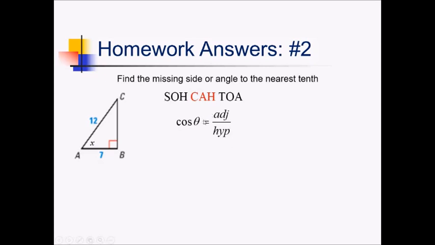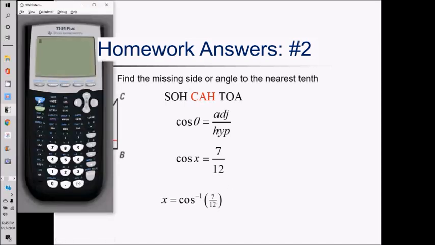So we've got cosine of the angle we're looking for, which was x, equals the adjacent side, that's 7, over my hypotenuse of 12. And in order to actually solve for x, I have to take cosine inverse or arccosine of both sides. So I can write x equals cosine inverse of 7 over 12. And now I have to plug that in the calculator. So I'm going to do second and then cosine, and then we've got 7 divided by 12, and just press enter. You can close the parentheses or not. And in degrees mode, this is coming out to 54.3.